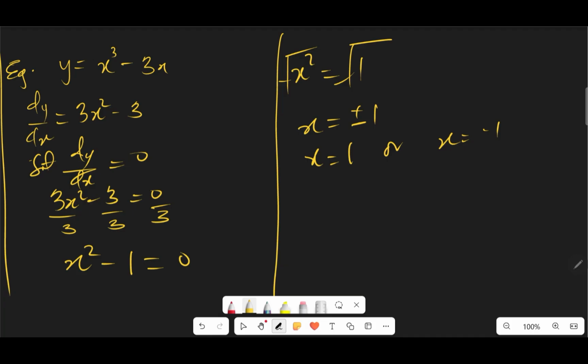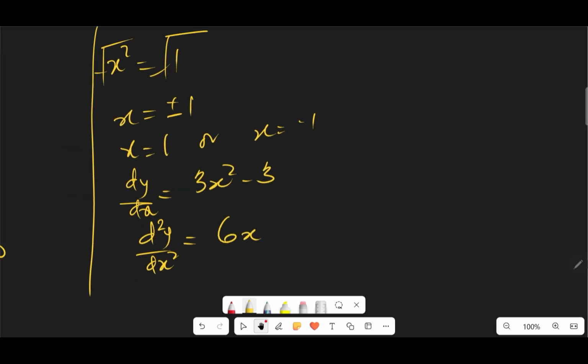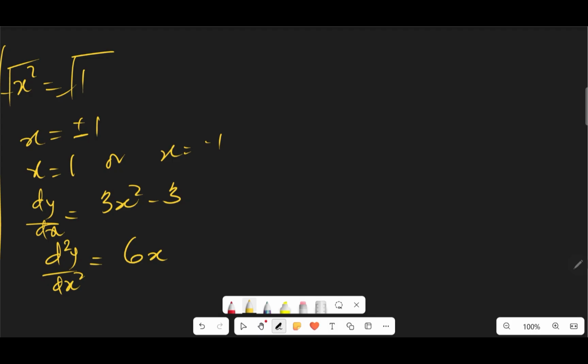Now after we are done finding the value of x, we have gotten two values of x. So right now what we are going to do is find the second derivative, d squared y over dx squared. So we know our dy/dx is equal to 3x squared minus 3. So d squared y over dx squared is equal to 6x.